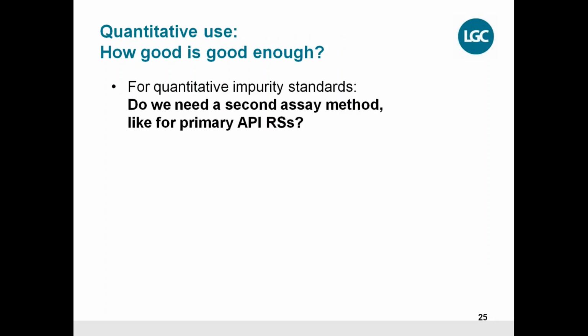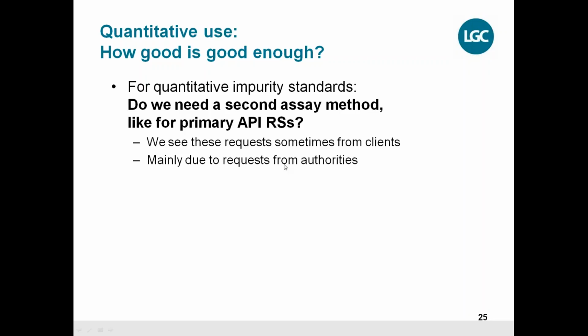Another question, and then we are at the end of the presentation, and I would like to show you a few slides about our production of impurities, is: do we need a second assay method on a certificate for a quantitative impurity standard? Like you see for a primary active pharmaceutical ingredient reference standard, for example, or as described in chapter 5.12 of the European Pharmacopoeia. We see these requests sometimes from clients, and mainly they come from requests from authorities, but mainly from people in authorities who do not really estimate the value of an impurity standard in the right way. And they throw an impurity reference standard and a drug substance reference standard, an API reference standard, into one pot.